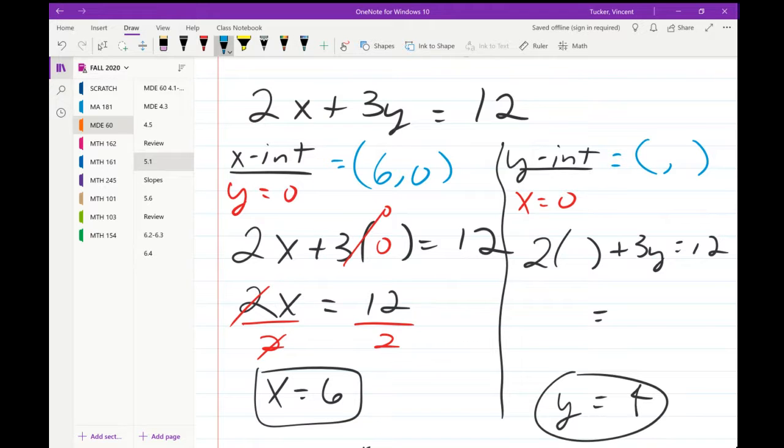If I want to find my y-intercept, I let x be equal to zero. The characteristic of all y-intercepts is that x is equal to zero. Plug in zero for x. 2 times zero is zero. That leaves you with 3y equal to 12. Divide by 3, and y is equal to 4. The ordered pair here would be (0, 4).